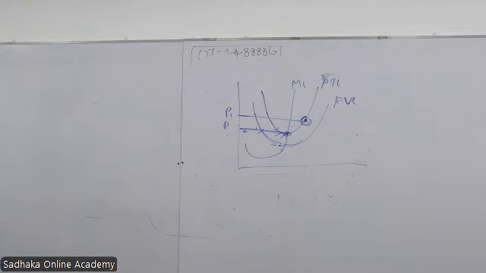Explanation. Answer is answer number 4. Write this. In the long run, equilibrium in monopolistic competition, free entry and exit drive economic profits to zero.